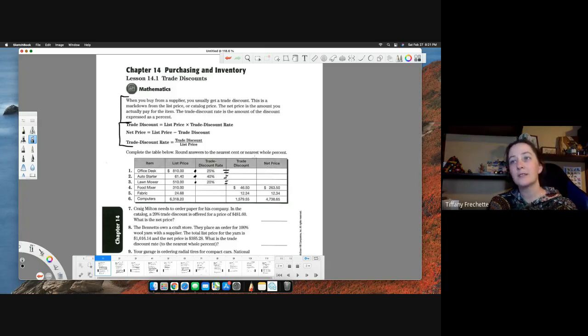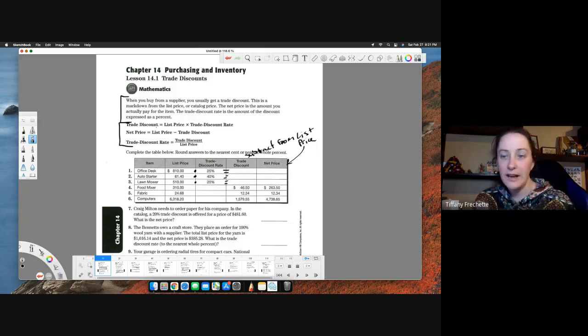The net price, remember, net price is just list price minus trade discount. So once you get this trade discount, subtract it from the list price. And that's what's going to go in that column there. So pretty easy there. You're multiplying list price and trade discount rate. And then once you have your actual trade discount, what they're going to take off of your total, you subtract that from the list price, whatever they're showing everybody what the price is. That's what list means, or catalog price.